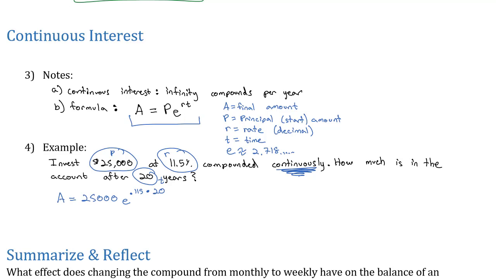And just like before, when we've got multiple things happening in an exponent or in a fraction, it has to go in parentheses. So 0.115 times 20 in parentheses. Also on my calculator, there is an E button that will automatically open up an exponent. When I put that into my calculator, after 20 years at 11.5%, this $25,000 has grown to $249,354.56. That is a lot of interest that we have earned.